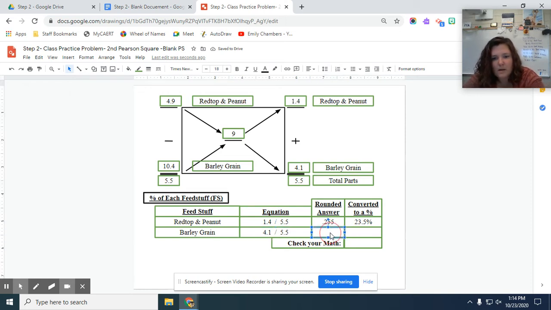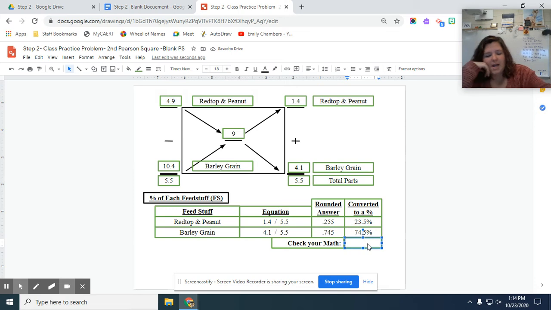The same for barley grain, 4.1 divided by our 5.5. It's going to be 0.745. That's 74.5%. Check our math real quick. We're just going to add these two together. So 23.5 plus 74.5.